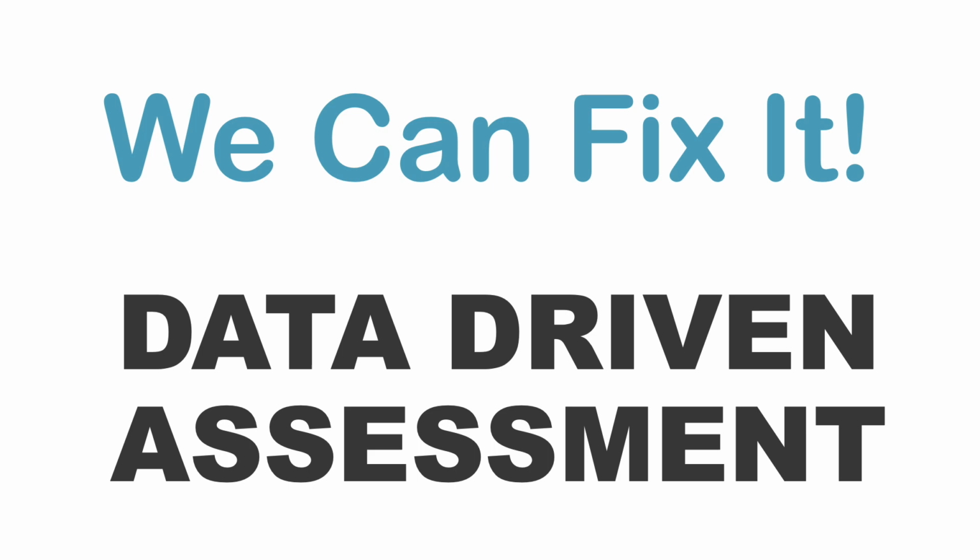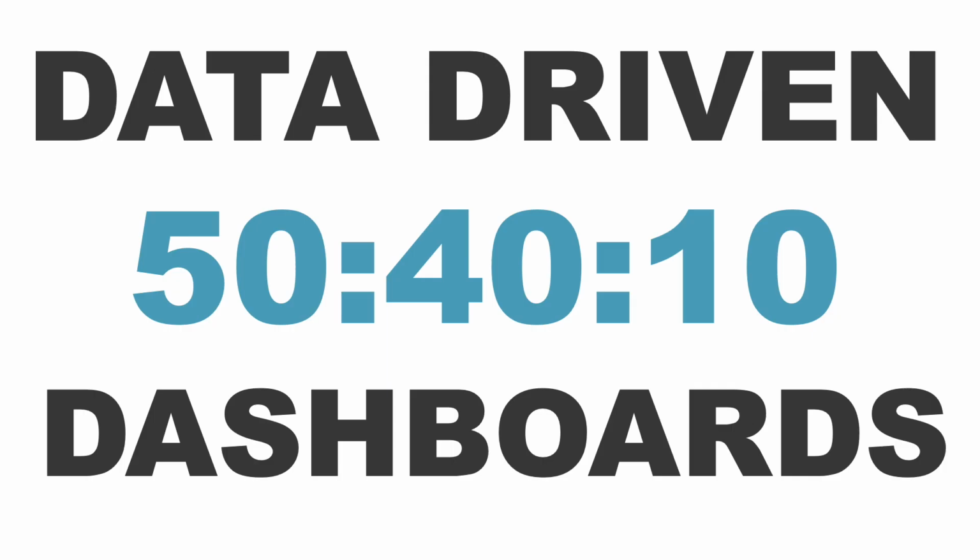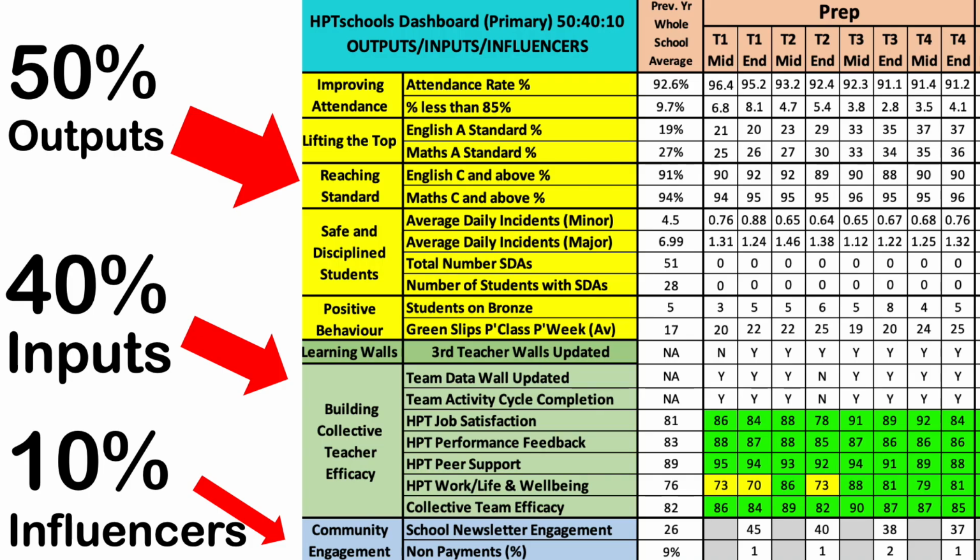The good news is we can fix it by adopting what we would call a data-driven assessment process. And when we think about data-driven, we're talking about leadership dashboards, and in particular this idea of a 50-40-10 dashboard. Having enough information at our fingertips to show 50% what's going on with the students, 40% what's going on with the staff, and 10% the influencers, what's going on with the parents, and importantly, the interactions between these variables.